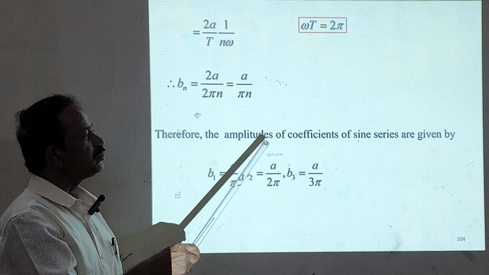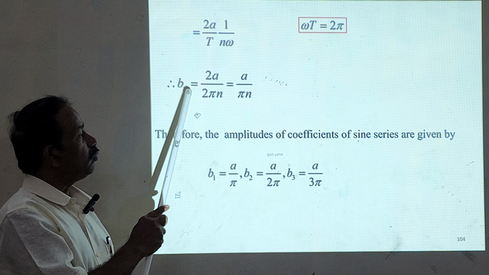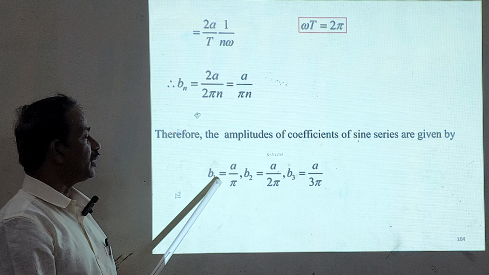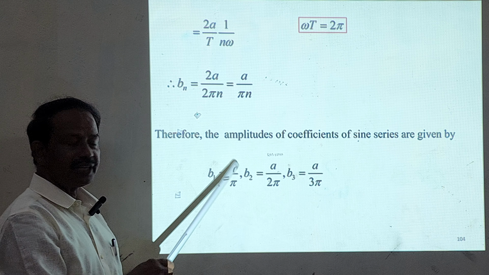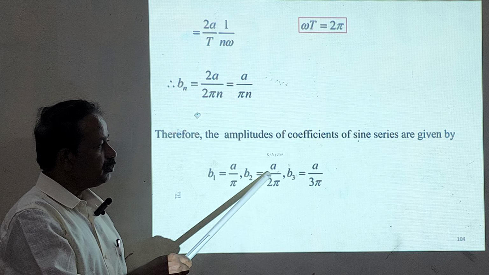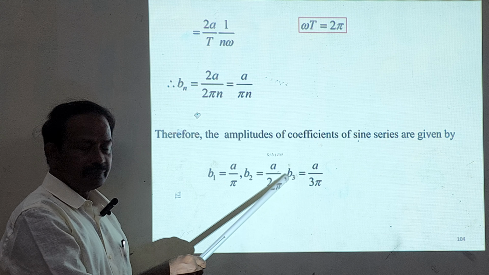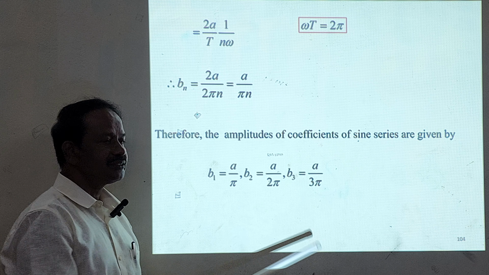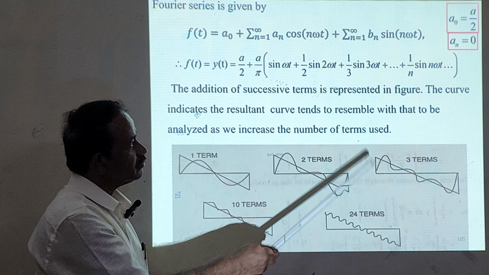Therefore, now the amplitudes of the coefficients. When I substitute n equals 1, this becomes a by pi. N equals 2, so b2 becomes a by 2 pi. For n equal to 3, b3 equals a by 3 pi, and it goes on.